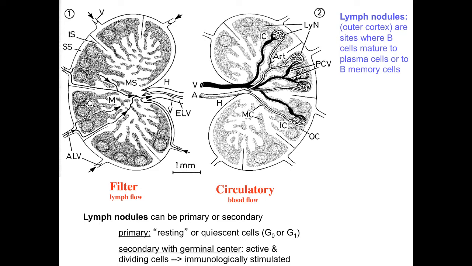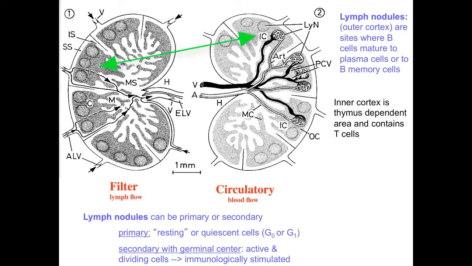On the other hand, some lymph nodules within the node would be secondary nodules. They would have what are called germinal centers. They'd be actively dividing cells, and you would find these secondary nodules in lymph nodes from individuals who have had an immunologic challenge or insult, if you want, and the B lymphocytes in the node are responding. They're dividing and would be actively differentiating into plasma cells or B memory cells.